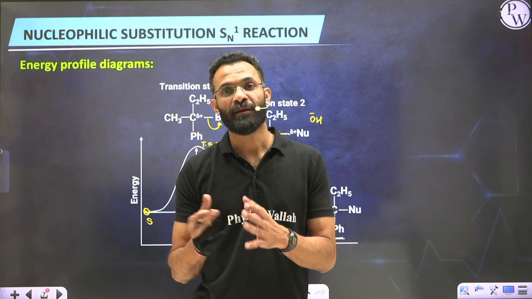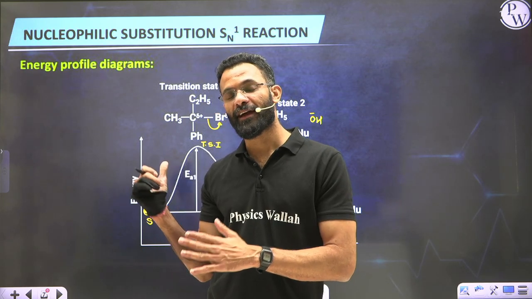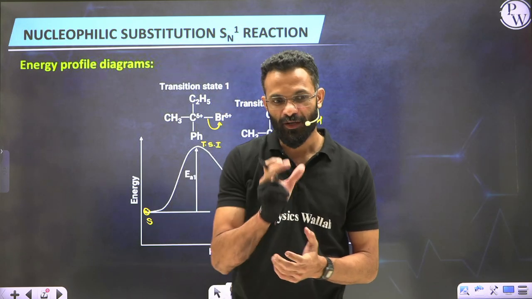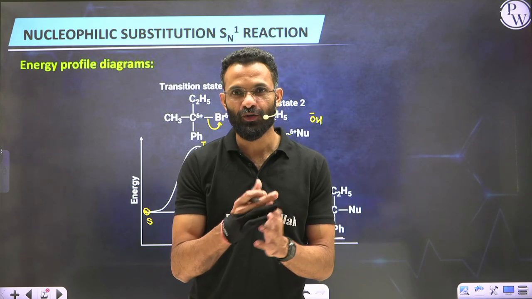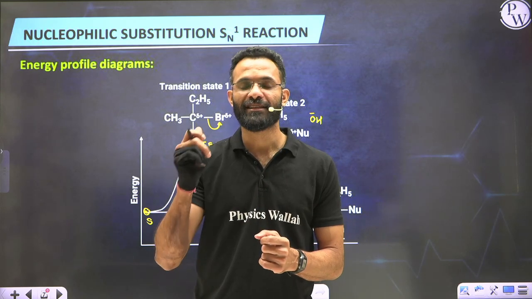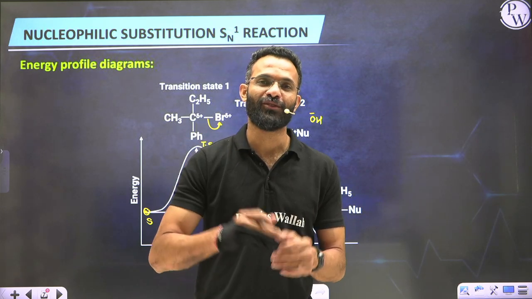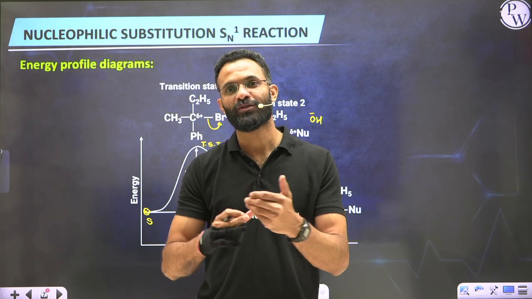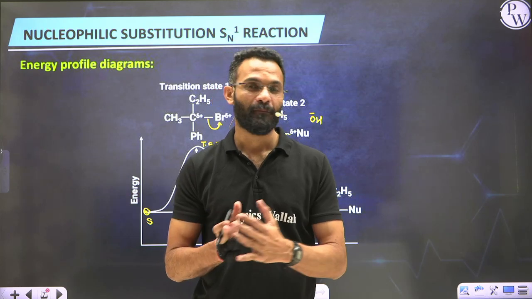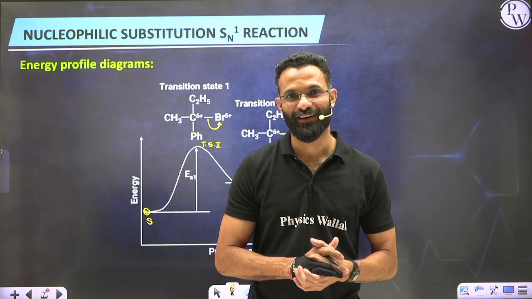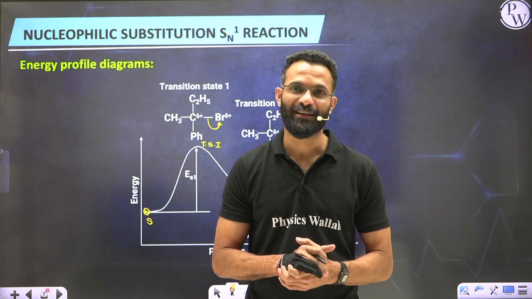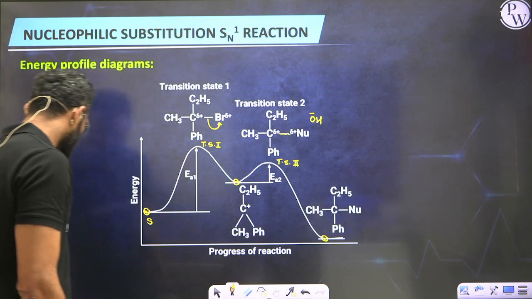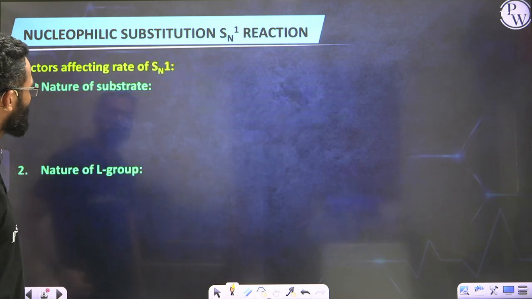Well, with respect to that, we draw the energy profile diagram and we study some important characteristics, one of which is the rate expression. Because in the rate determining step we can see only the substrate is present, the rate is directly proportional to the molar concentration of only the substrate. So changing the concentration of substrate will alter the rate of reaction, but changing the concentration of nucleophile will have no impact on the rate expression. Right everyone? Okay, now proceeding further with the factors affecting the rate of SN1.